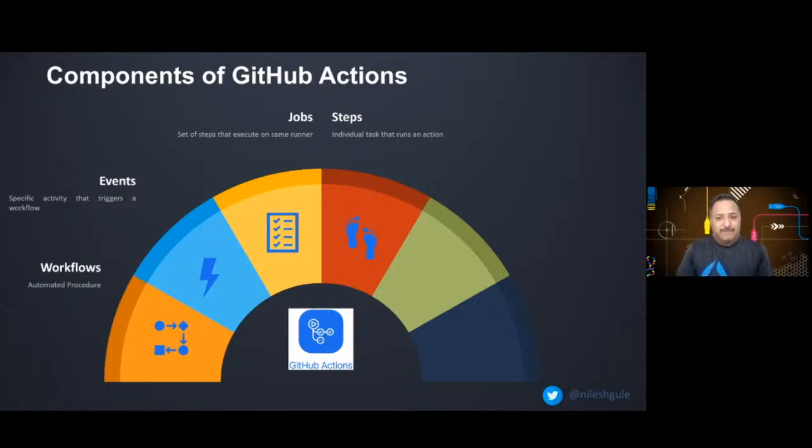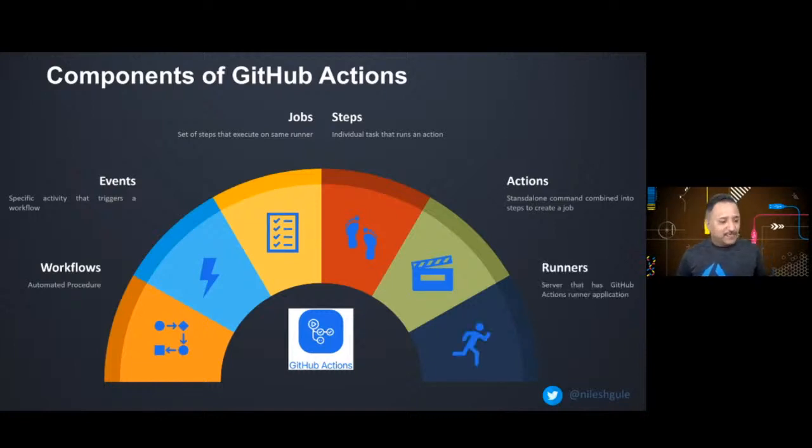Within the jobs, we have individual tasks. So this will be performing one unique activity. So a job can contain multiple tasks, a series of tasks, and each task would be divided into the step. And then those steps, they get converted into actions. And finally, these actions, we need to run them somewhere. So that's where we have these runners.